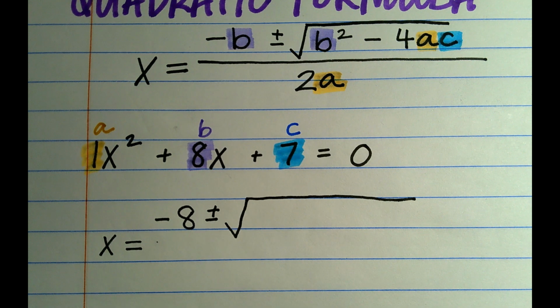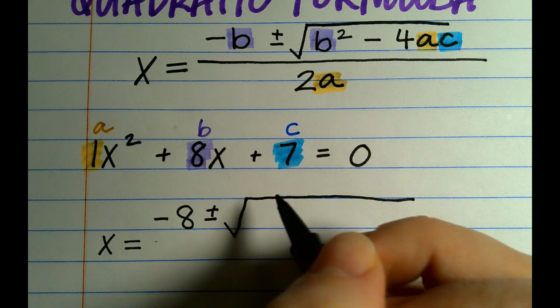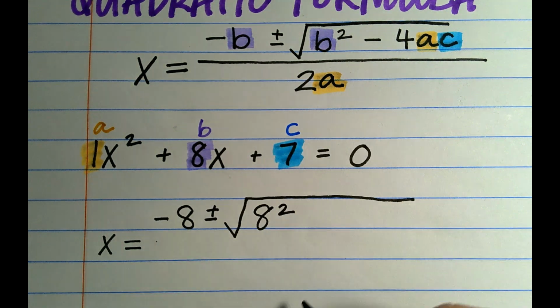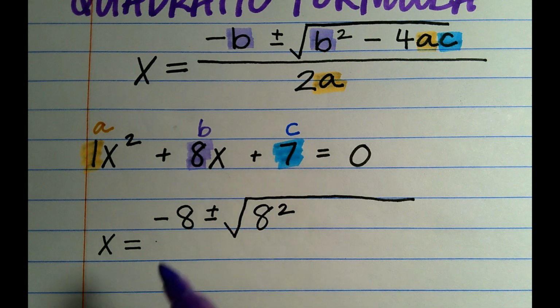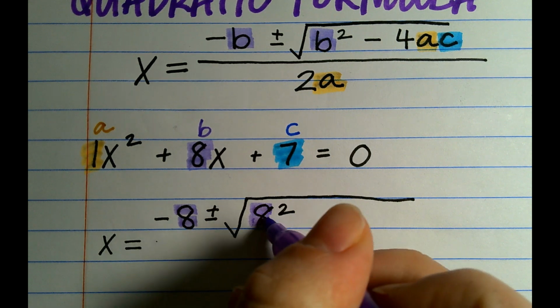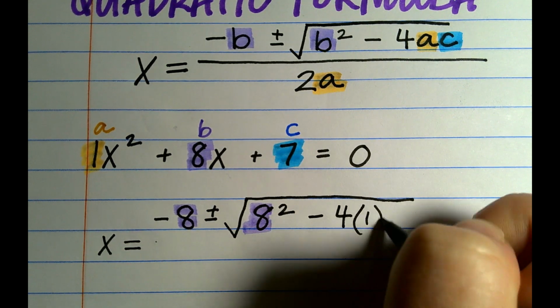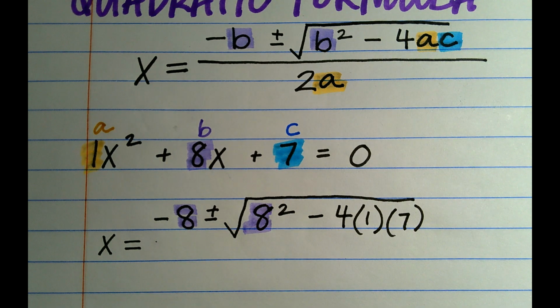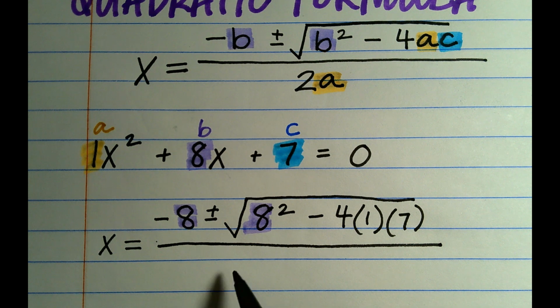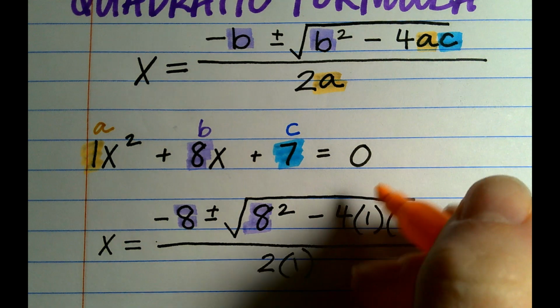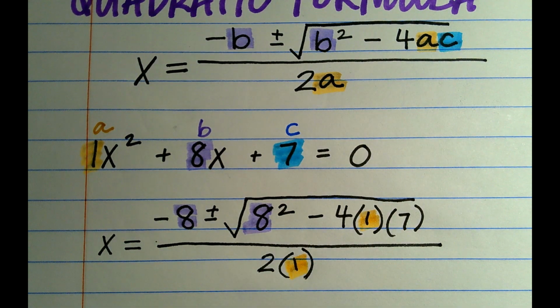So we have -8 plus or minus the square root of what goes next? 8 squared. Yes. Then what? -4. Good. -4 times 1. Beautiful. Times 1 times 7. Divided by 2 times 1. Good. All that divided by 2 times 1. And just going to finish my color coding.